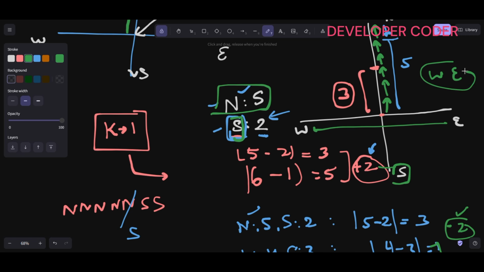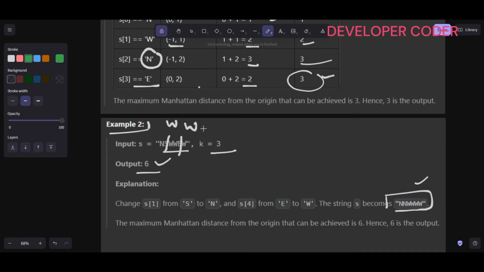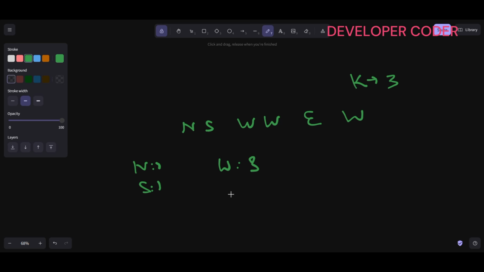Okay, whatever is the minimum, we have to update only that direction. This is what I want to say, right? Clear? So here in this example, we have north, south, west, west, east, W, and K value is 3. North is occurring one time, south is occurring just one time, W is occurring 3 times, east is occurring just one time. Among them, what is minimum?